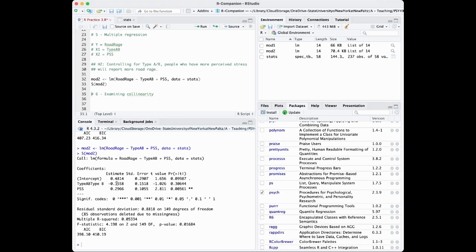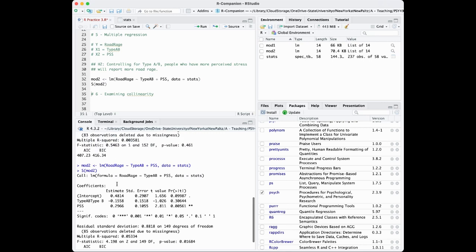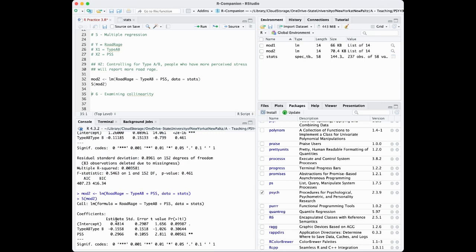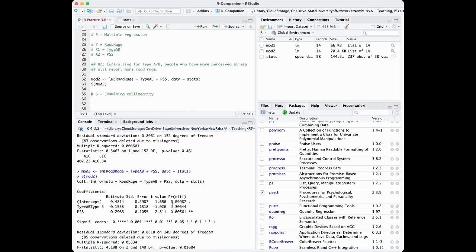The type A, type B coefficient is if we took two people who had the same score on stress, but one person was type A and one person was type B, the type B person would have a road rage score that was 0.1558 lower. So two equally stressed out people, but one's a type B person, one's a type A person. The type B person would report less road rage, which is similar to what we found here. It's actually gotten a little bit stronger, but still not significant.